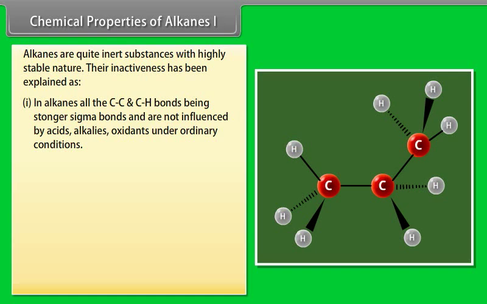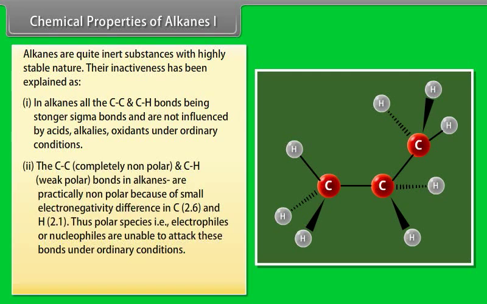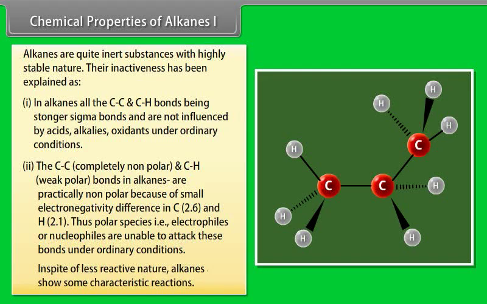Number 2. The carbon-carbon bonds are completely nonpolar and the carbon-hydrogen bonds are only weakly polar, particularly nonpolar because of the small electronegativity difference between C (2.6) and H (2.1). Thus, polar species, that is, electrophiles and nucleophiles, are unable to attack these bonds under ordinary conditions. In spite of their less reactive nature, alkanes show some characteristic reactions.